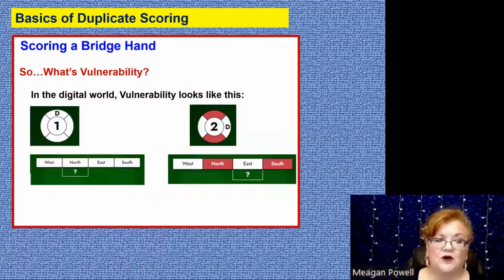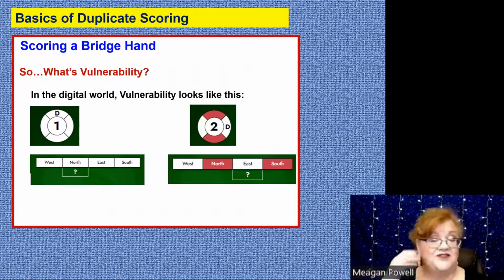What about in our digital world? When you don't have an actual physical board, what do you see? Well, in the digital world, this is what vulnerability will look like. If we're in Shark, board 1, nobody is ever vulnerable on a board 1. So you don't see any redness in this poker chip, right? You also, in the middle of the screen where it shows you whose turn it is to bid, notice that's all white. If we were to go look at board 2 in Shark, you would notice that north and south in the poker chip are in red. And notice in the middle of the screen in the bidding area, north and south are in red. That's how you know if you're vulnerable or not.